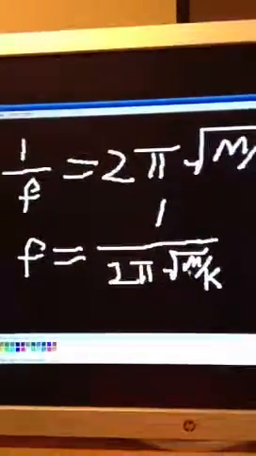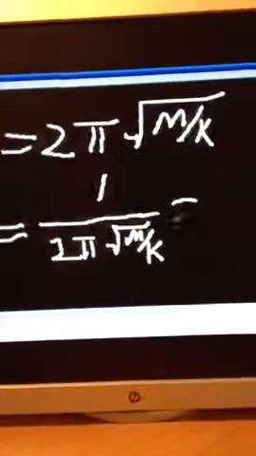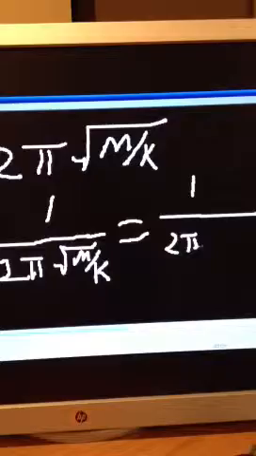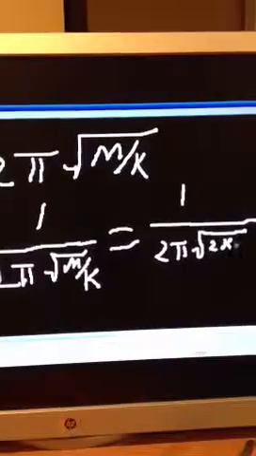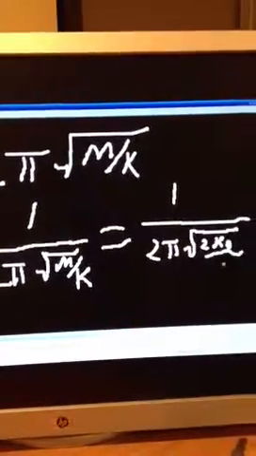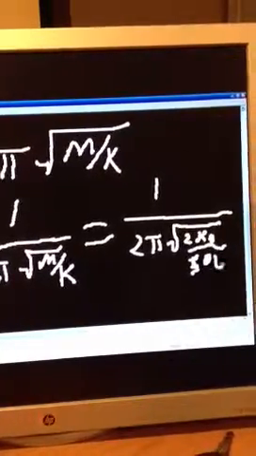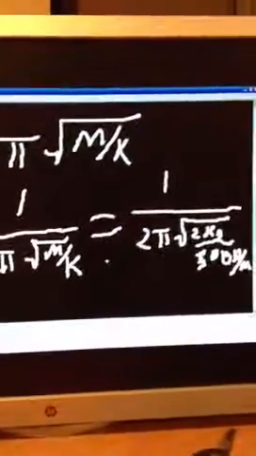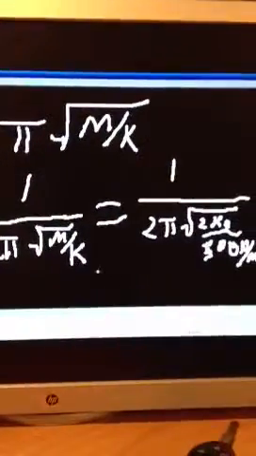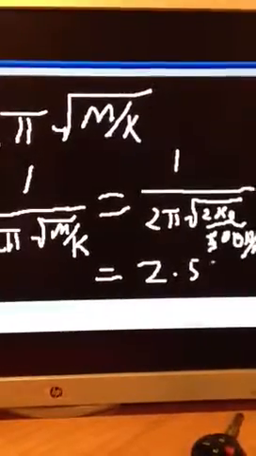Since pi is a constant, all we need to know are the mass and the spring constant, which they handily give us. You plug them into the equation: the mass was 2 kilograms, and the spring constant was 500 newtons per meter. This comes out to be approximately 2.5 hertz.